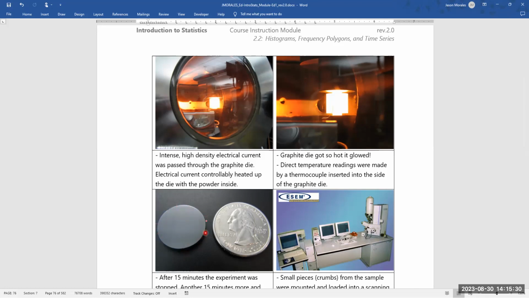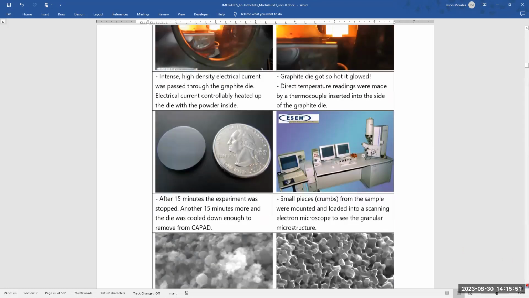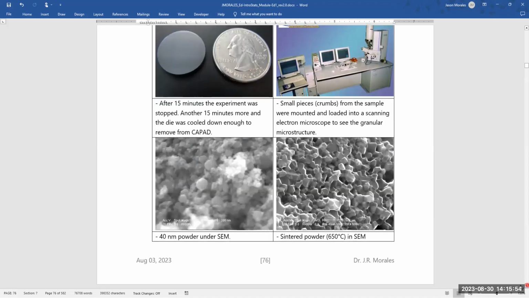So this is a picture of what that powder looks like once it has been densified. And to give you scale, this is a picture next to an American quarter. Then I would take pieces of this, really small flecks, little crumbs, and put them in what's called a scanning electron microscope. The scanning electron microscope lets you see features in the powder, as well as the fully dense experimental sample, at sizes that the human eye cannot possibly see.